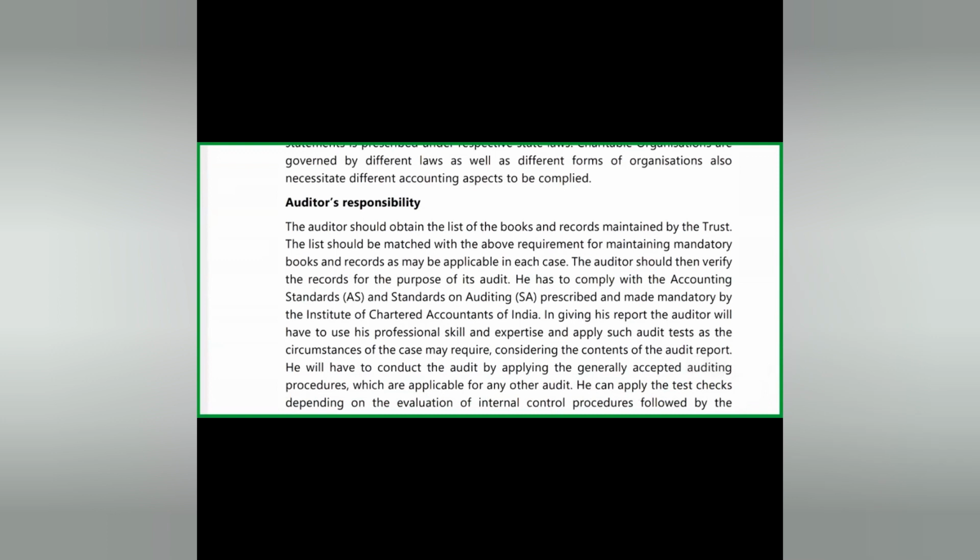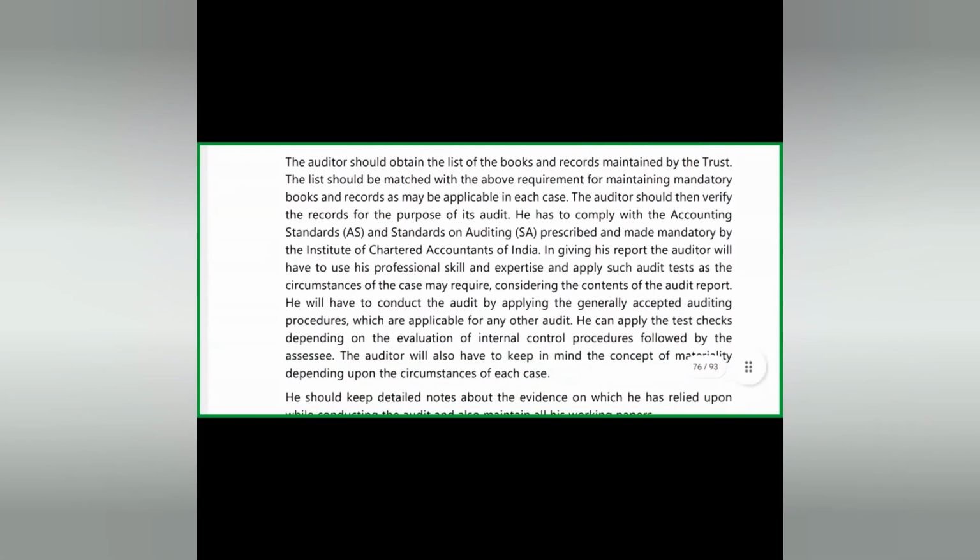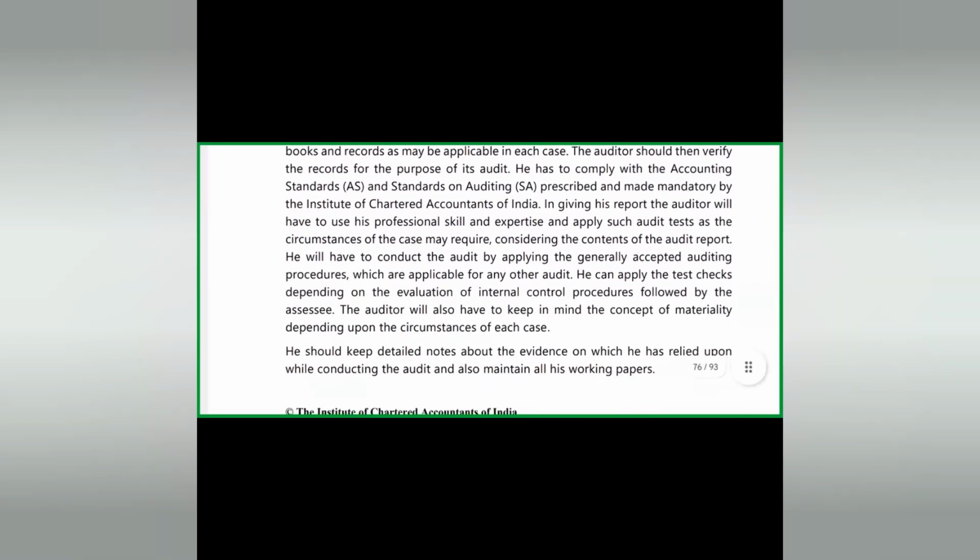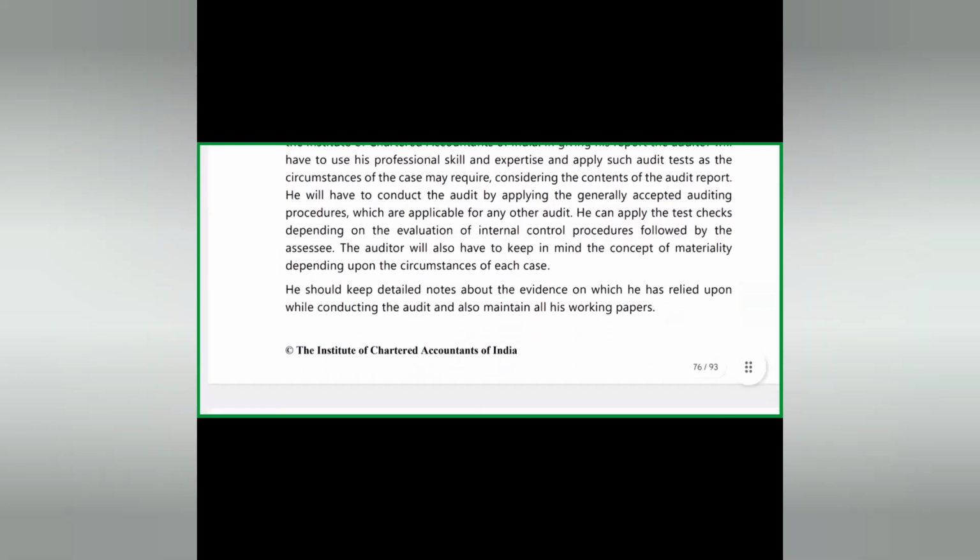The auditor's responsibility is to obtain the list of books and records maintained by the trust. Also, he has to comply and verify that those accounting standards and standards on auditing prescribed and mandatory by ICAI are complied with, wherein the auditor, where required, can use his professional skill and expertise to apply audit tests as the circumstances may require.